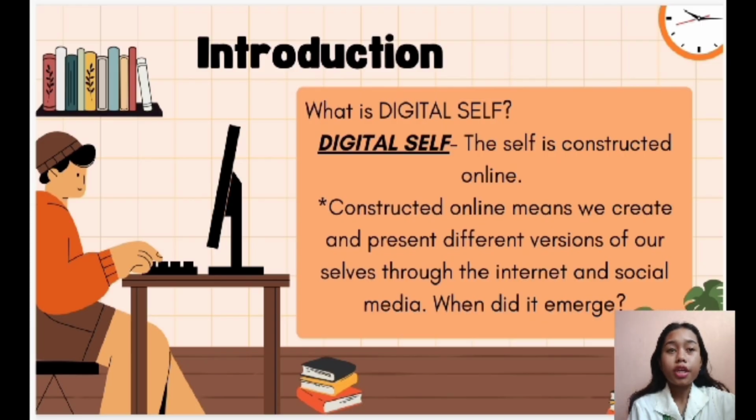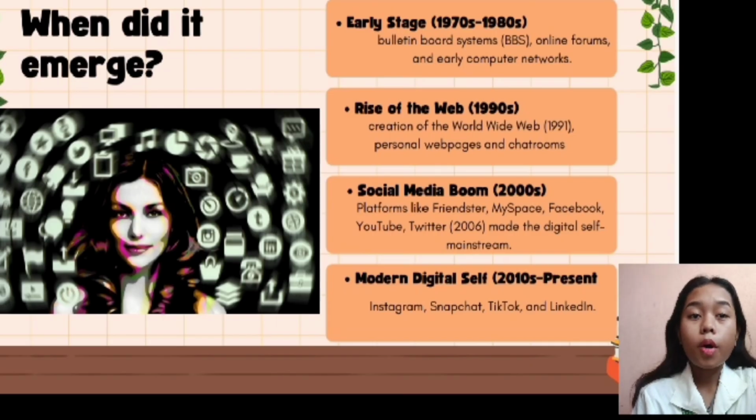So have you ever wondered, when did the concept of digital self emerge? The digital self emerged along with the growth of the internet and the digital communication. In the early stage, 1970s to 1980s, there were bulletin board systems, online forums, and early computer networks. Here, people started using usernames and handles to represent themselves, which was an early form of constructing a digital identity.